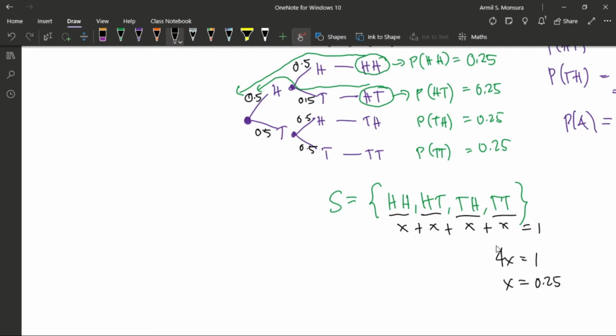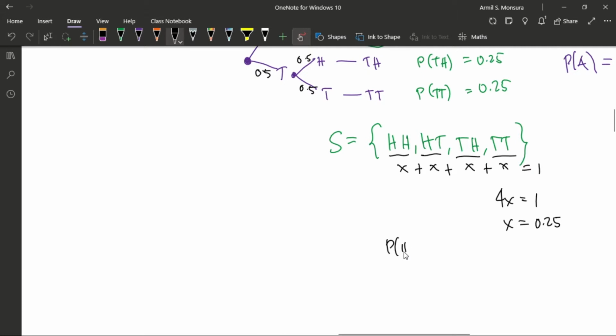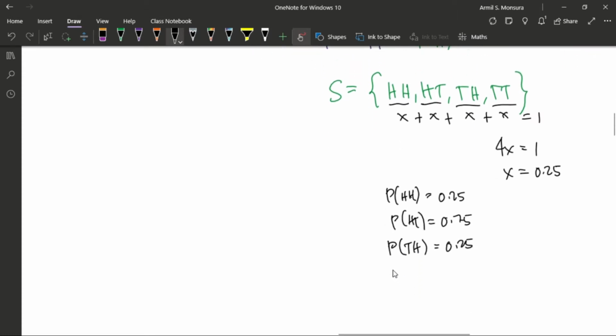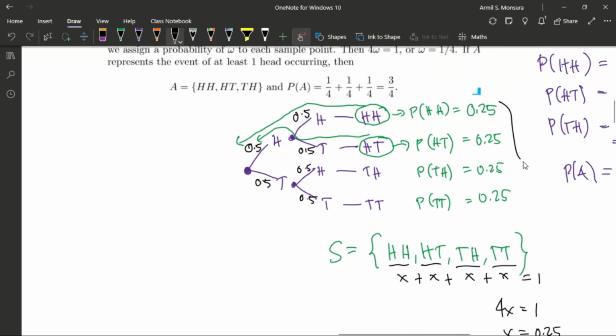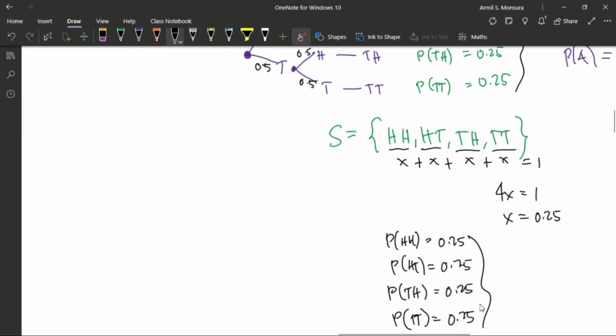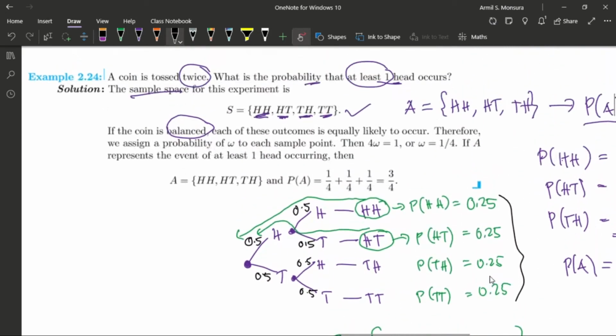So which means, na yung, again, yung probability ng head then head na lalabas ay 0.25. The probability of head and tail occurring is also 0.25. Okay? The probability of tail and head occurring is 0.25. And the probability of tail and tail occurring is also 0.25. So, same results naman yung nakuha natin with this one. Okay? So, now, ngayon alam na natin yung probabilities ng elements ng sample space nyo. Tsaka tayo pumunta dun sa A.